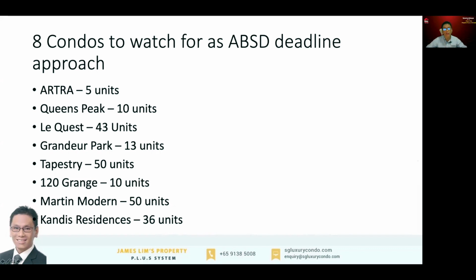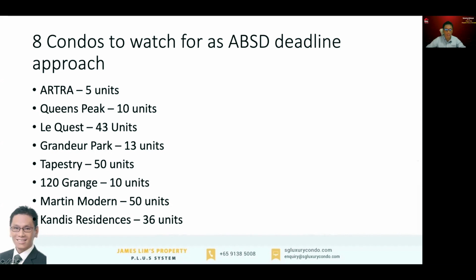Number 1, Atra at Redhill. It is next to the MRT station and there are only 5 units left. Next, Queen's Peak at Queenstown. It has 10 units left. Le Quest at Bukit Batok, it has 43 units left. Grandeur Park near Tanah Merah MRT, it has 30 units left. Tapestry at Tampines, it has 50 units left. 120 Grange Road, located at Grange Road, it has 10 units left.